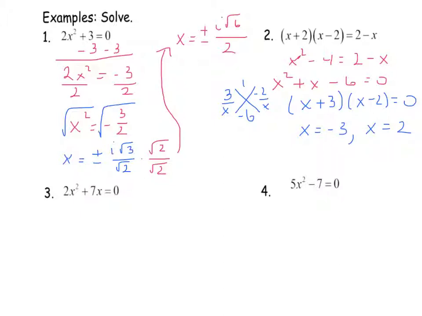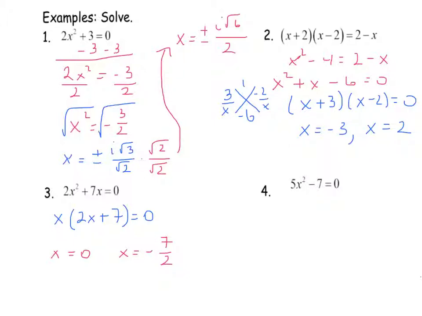Example number 3, I am going to factor out an x. So x times 2x plus 7 will equal 0. So the two solutions will be x equals 0 and x equals negative 7 over 2.